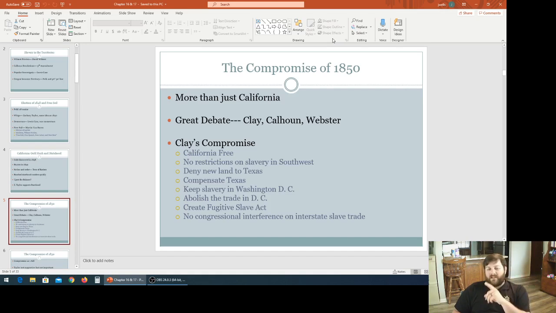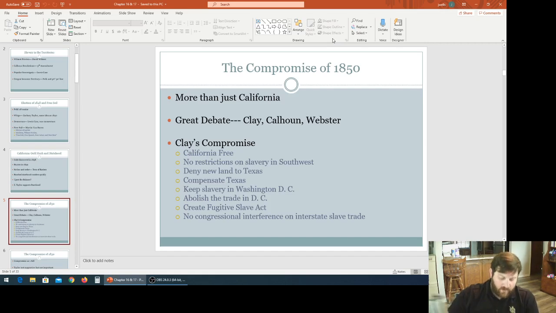We would deny Texas new land, but we would compensate Texas with debt. So we would deny the new land, like Texas, no, your borders, you don't get the bigger land, but in return we'll give you some debt relief. Like we took away some of Texas's debt. So deny new land to Texas, but compensate them with debt relief. Then we see we'll keep slavery in D.C., but abolish the slave trade in Washington, D.C. So if you're in D.C., you can still own slaves, but you can't trade. You can't have the big slave markets and slave trading situations in D.C.